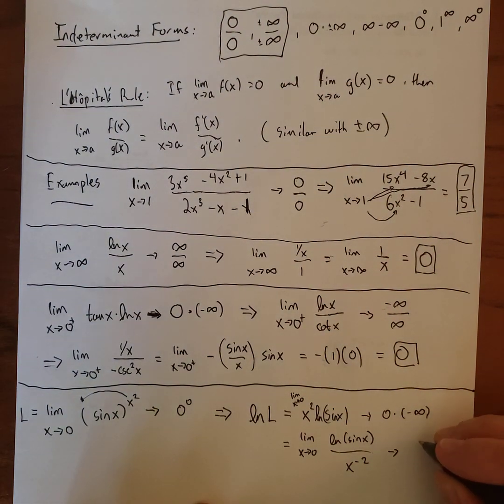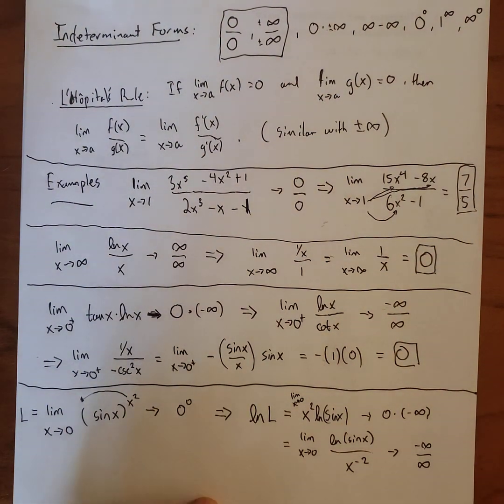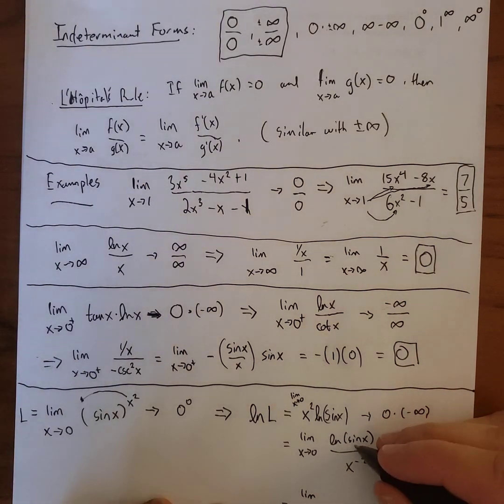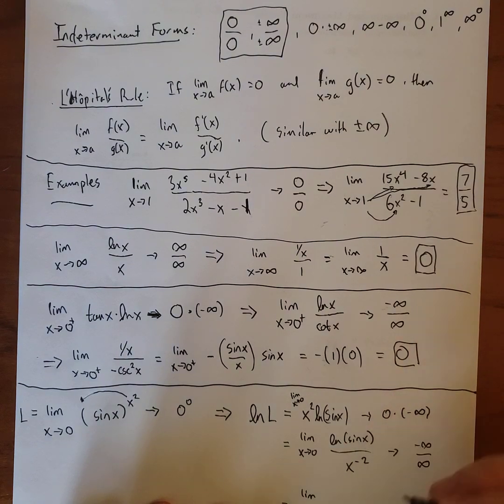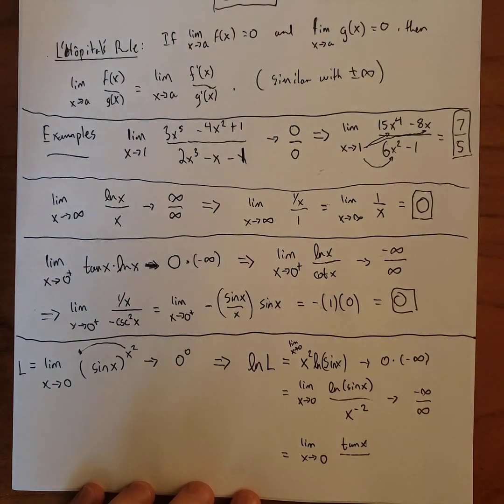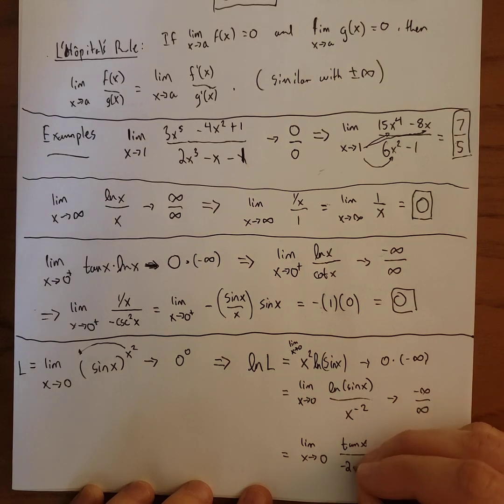Now it looks like minus infinity over infinity. X to the minus 2 is really 1 over x squared, so that would go to infinity as x goes to 0. Now we can finally take derivatives of the top and the bottom. So using L'Hopital's rule, the derivative here, using the chain rule, would be sine over cosine, so you end up with tangent. Let me move this up. And here, just power rule, so minus 2x to the minus 3.